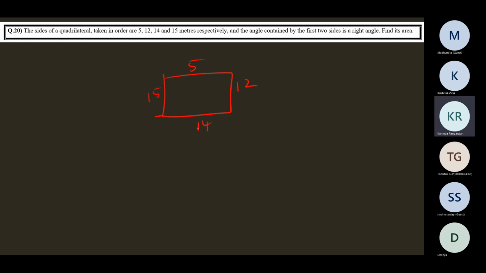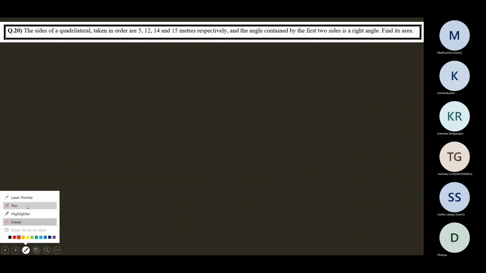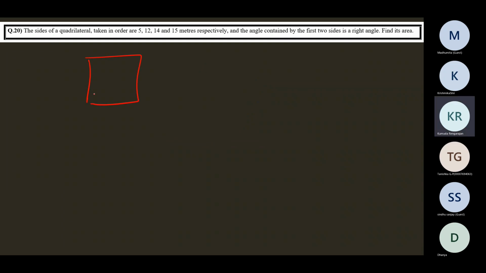See here, I've done it in the clockwise direction: 5, 12, 14, 15. Simply take a figure like this and 5, 12, 14, 15, and mark it A, B, C, D. AB is 5. This is the first side, AB. This is the second side, BC. This is the third side, CD. This is the fourth side, AD or DA.